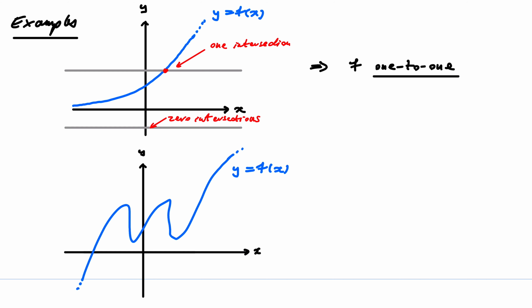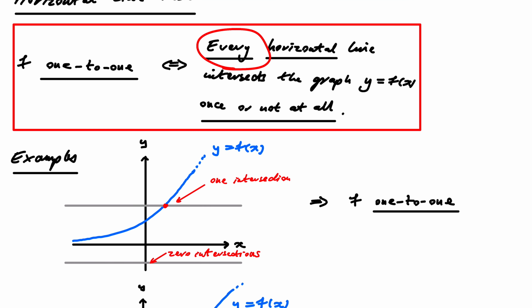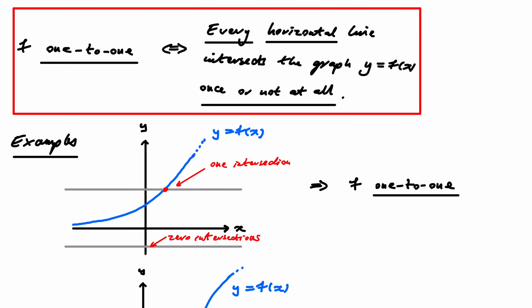You need to be careful though. This is a standard issue, the same thing with the vertical line test. It's a statement about every single horizontal line. So it doesn't matter if just one works, all of them have to work. For example, if I was to draw this horizontal line here, well, that crosses just once. But that's nowhere near enough. The statement of the horizontal line test is that every horizontal line crosses once or not at all.